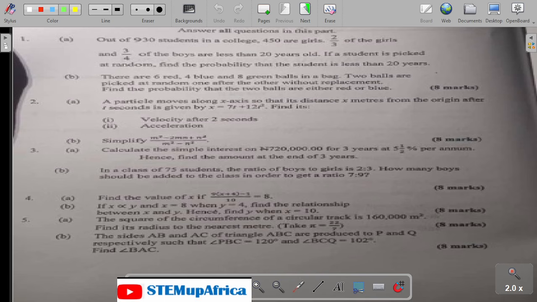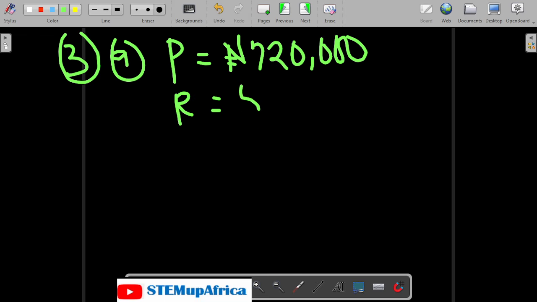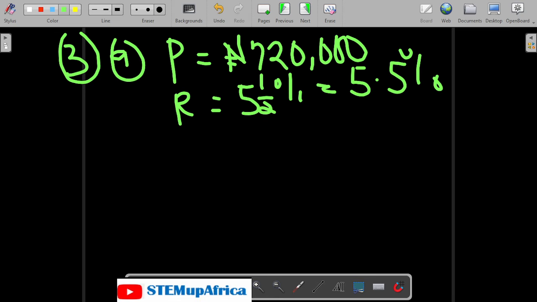Question 3 says calculate the simple interest on 720,000 for 3 years at 5.5% per annum. Hence, find the amount at the end of 3 years. So let's see question 3a. We are asked to find simple interest. They give us the principal as 720,000, the rate as 5.5%, and the time as 3 years.